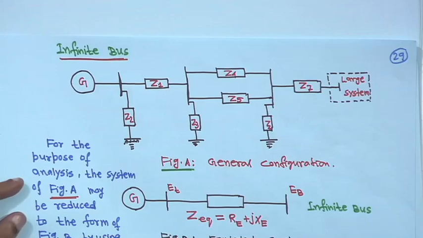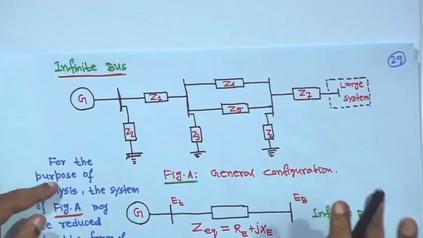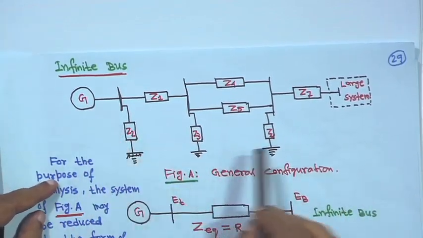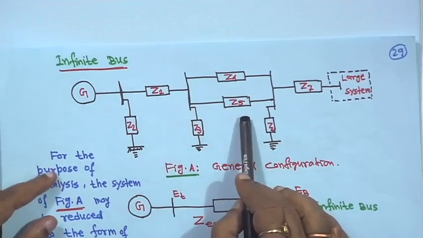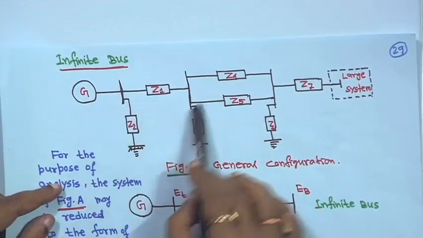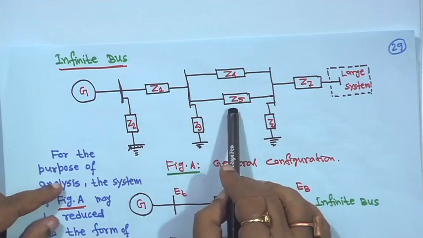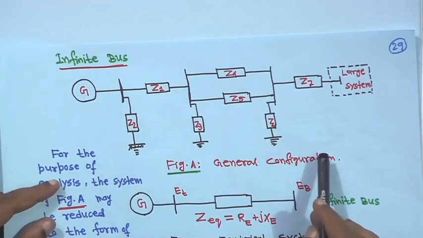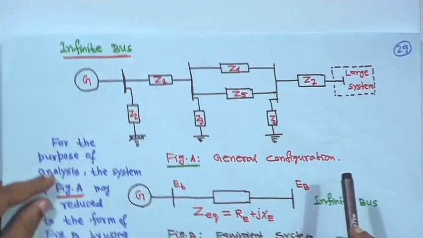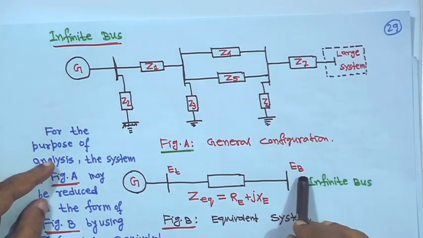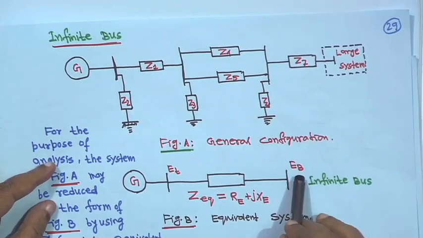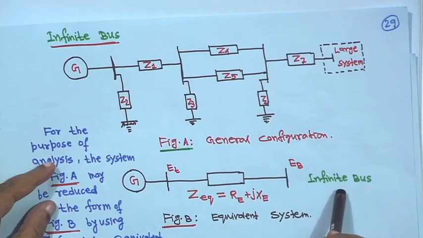So, I repeat, the concept should be clear. Suppose you have a generator and you have a heavy, large system. You make one Thevenin equivalent external to your generator, this whole transmission system external to the generator, and that is Z equal to R e plus j X e q, and this bus voltage here we call E b, the infinite bus voltage.